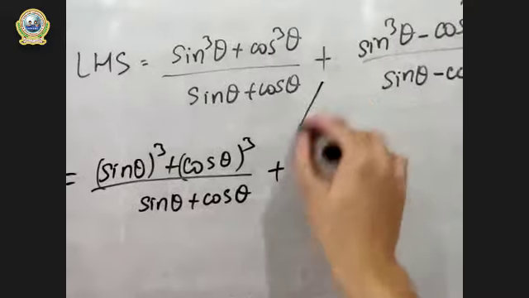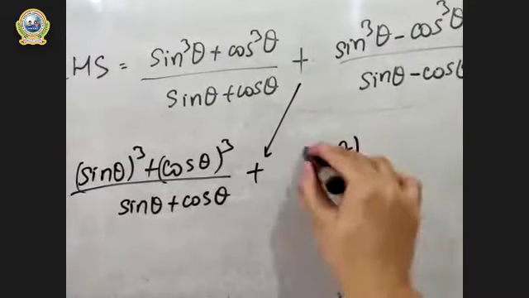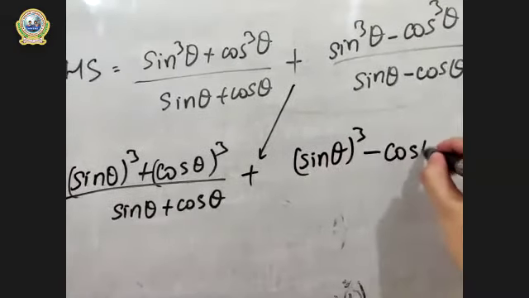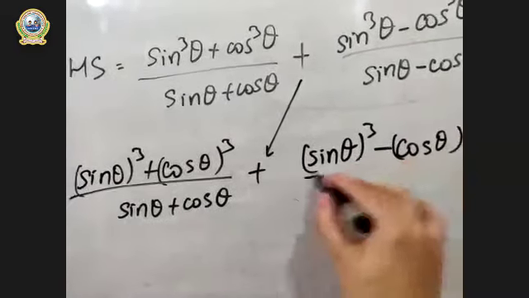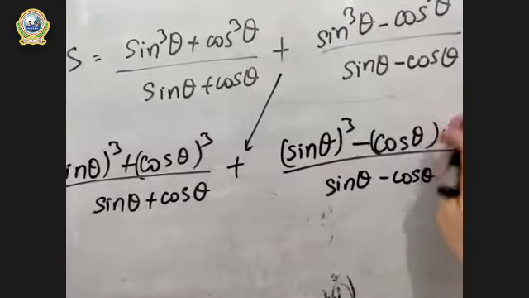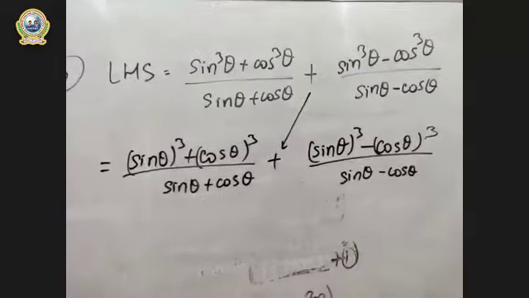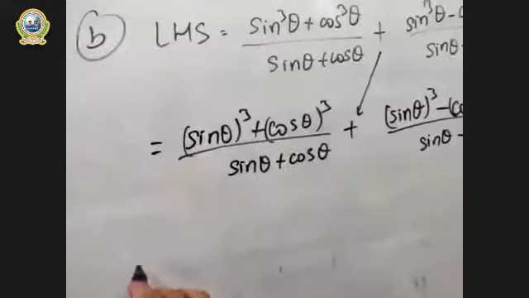And the plus in the middle is as it is. And the right part will be sine theta whole cube minus cos theta whole cube upon sine minus cos. This has been copied as it is. Is this clear? A cube plus b cube, a cube minus b cube format. Are you clear now? So let's solve further. Now I think you might remember the formula of a cube plus b cube, right?